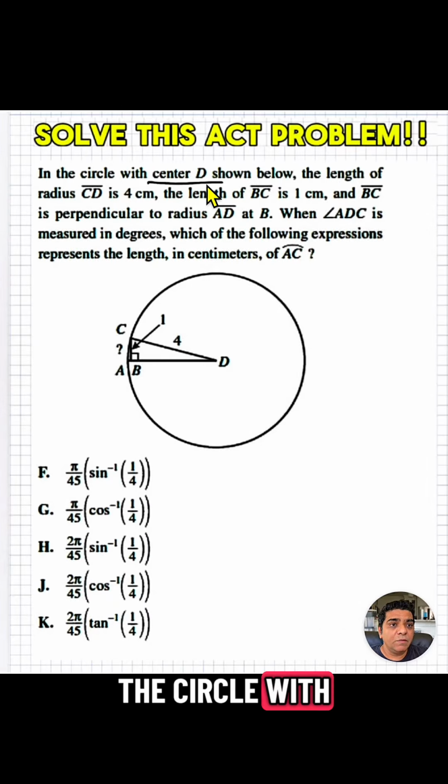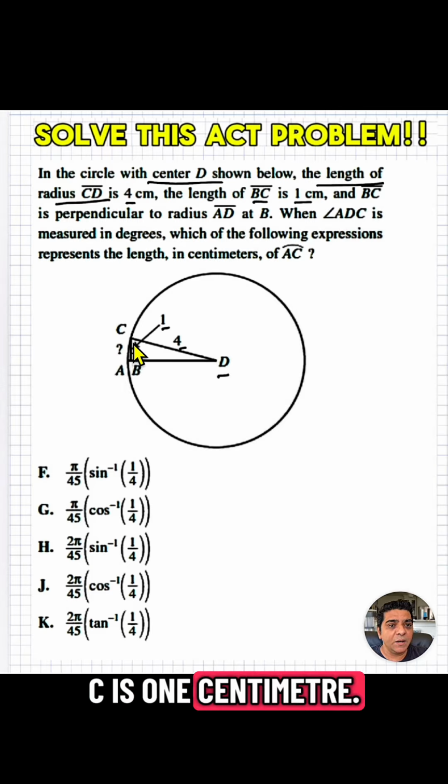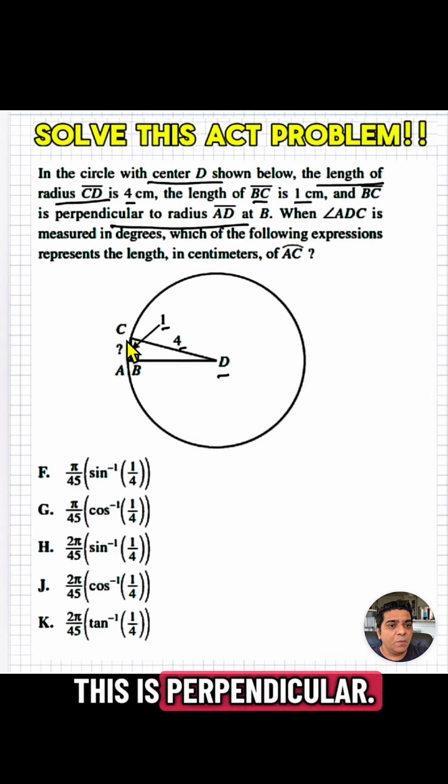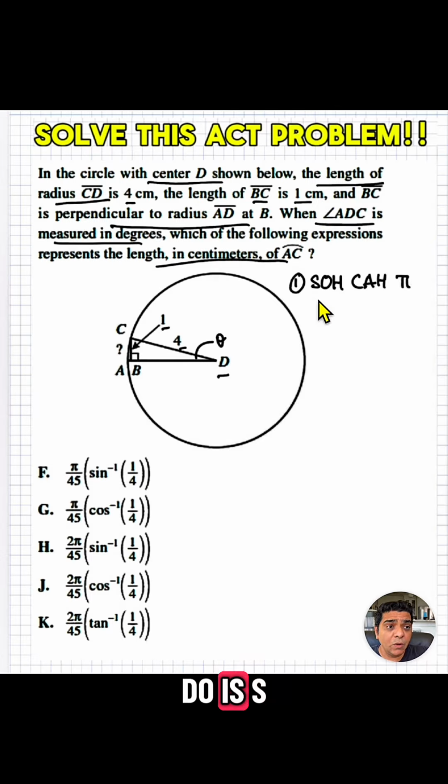The circle with center D, the length of the radius CD is 4, the length of BC is 1 centimeter, and AC is perpendicular to AD. So when ADC is measured in degrees, which of the following expressions is the length of this arc, AC? Okay, so the first thing we're going to do is SOHCAHTOA.